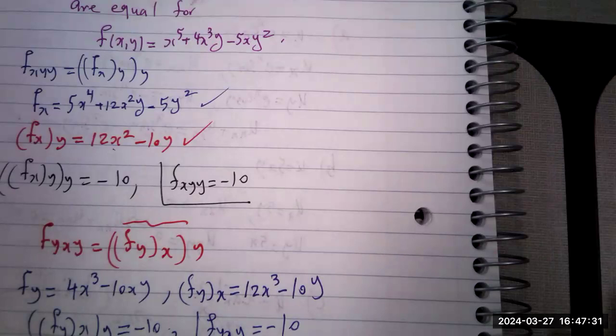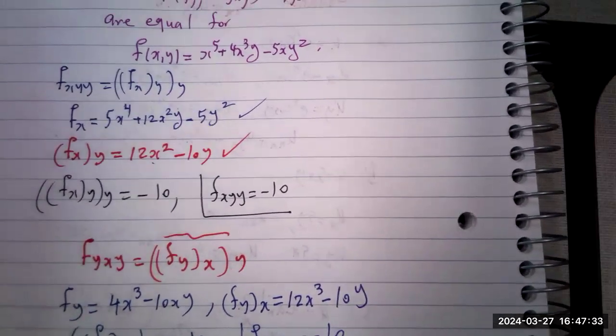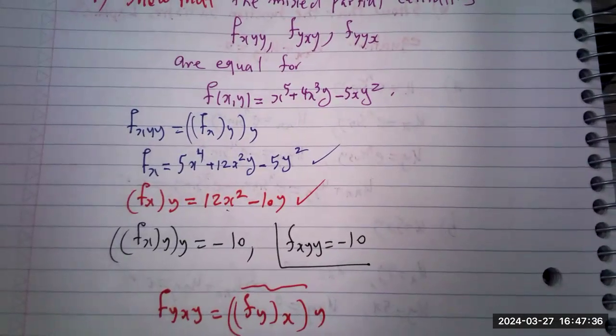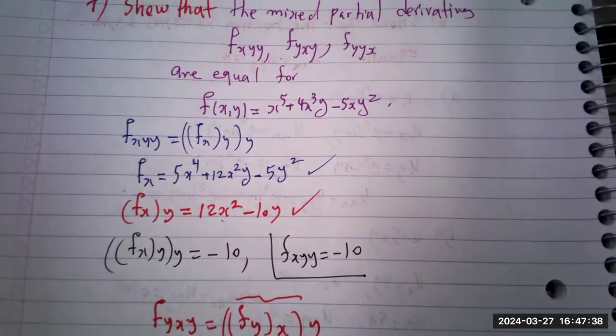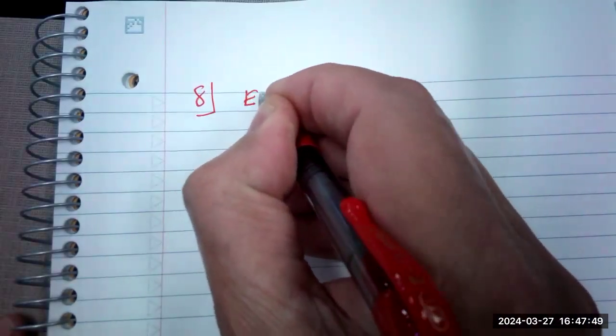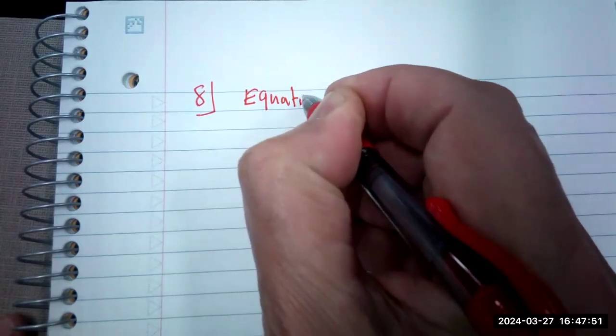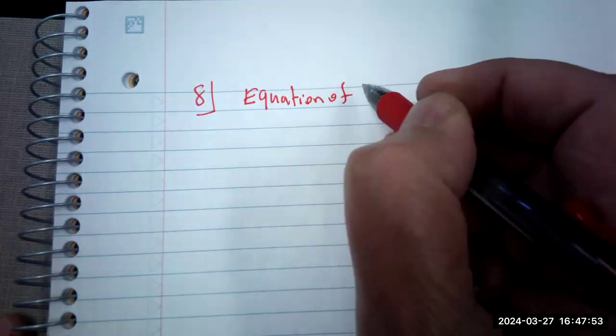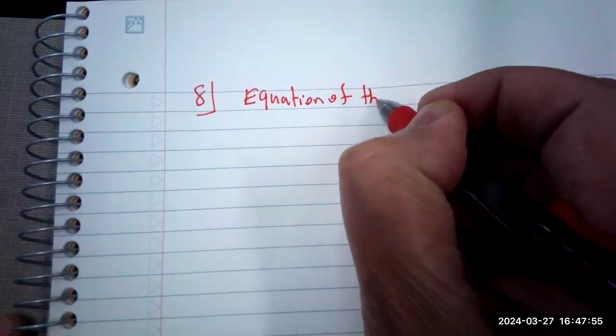Okay, so we are going to see what's going to be the equation of a tangent plane. So that's going to be our argument. Just to remind you, number 8, equation of the tangent plane.